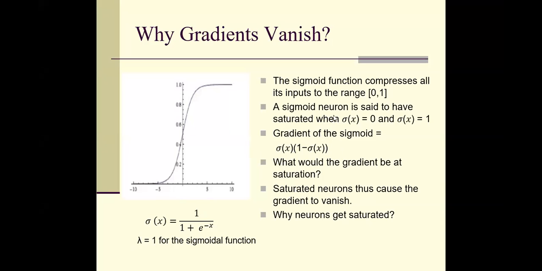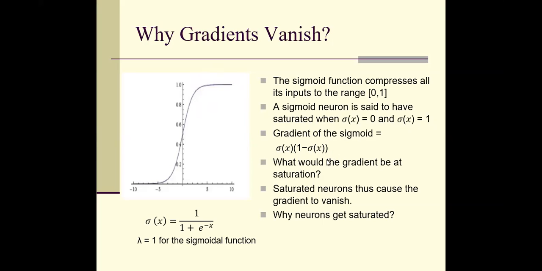Now tell me, if we consider this lower extreme, the lower condition of saturation, what is the gradient value? If your sigma x is 0, what is the gradient value? Substitute 0 in this equation: 0 into 1 minus 0. So here you get the gradient value as exactly 0.